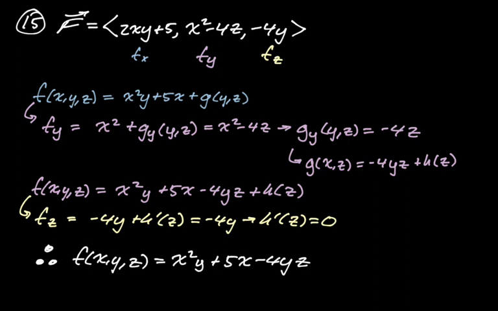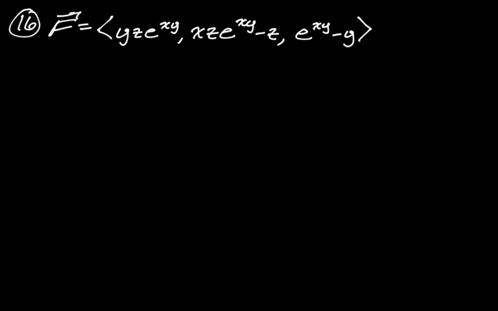All right, let's look at the next one. So we have our vector field is yz e to the xy, xz e to the xy minus z, e to the xy minus y. All right, so if this is conservative, it'll be partial x, partial y, partial z. I'm going to start by integrating partial y with respect to y. Again, it doesn't really matter where you start.